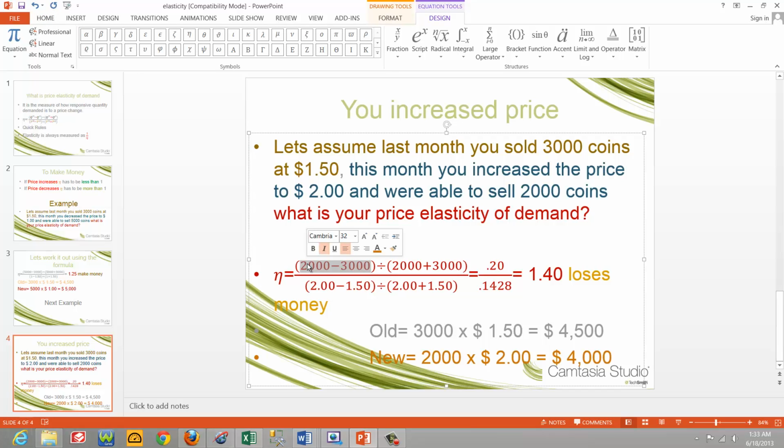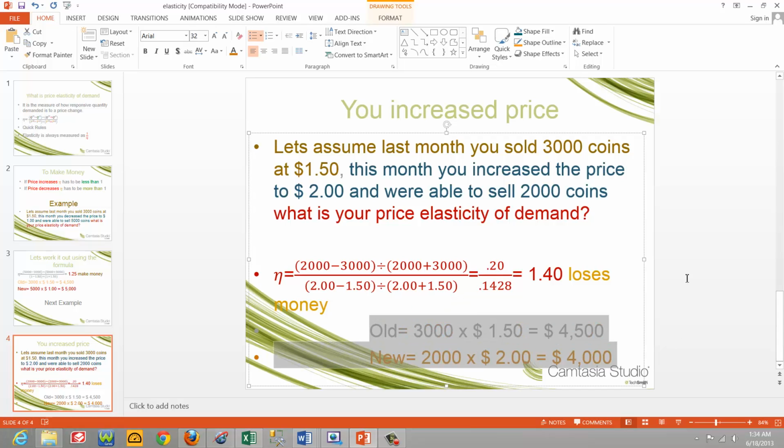Solve this first, 1,000. Then solve this, 5,000. 1,000 divided by 5,000 will be 0.20. Then go down here. 2 minus 1.5 will be 0.5. So 0.5 here. 2 plus 1.5 is 3.5. So 0.5 divided by 3.5 equals 0.1428. You divide these two and you get 1.40. And obviously, as we did here, you can see that you lose money.